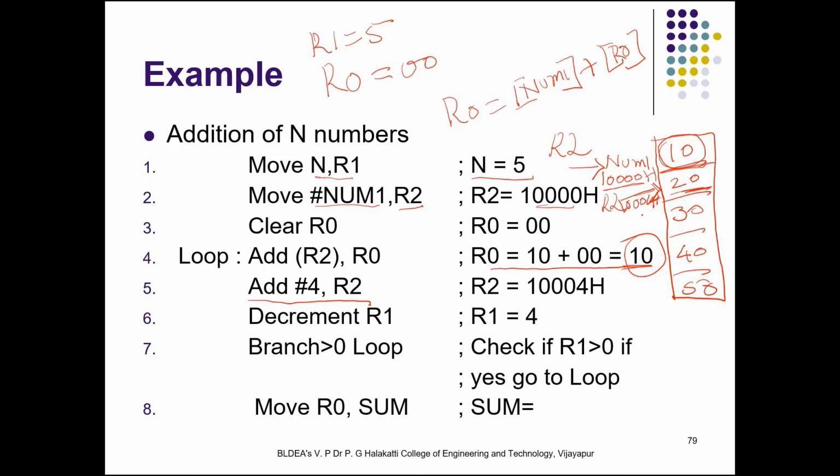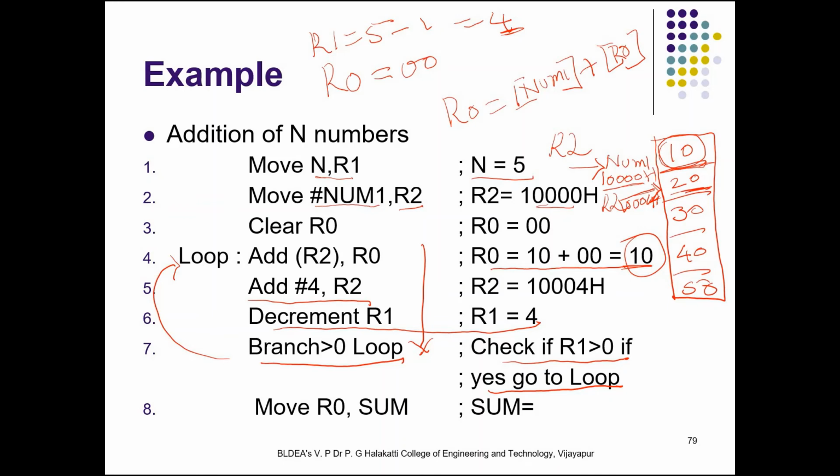Now since I have added one number, we have to decrement R1. So R1 will become R1 minus 1, which is nothing but it is 4. Now check whether R1 is greater than 0. So we say branch greater than 0. If R1 is greater than 0, then what it has to do? It has to go to the beginning of the loop. Else it has to come out of the loop. Since R1 is 4, so it will go to the beginning of the label called loop. It will start executing the instructions once again.